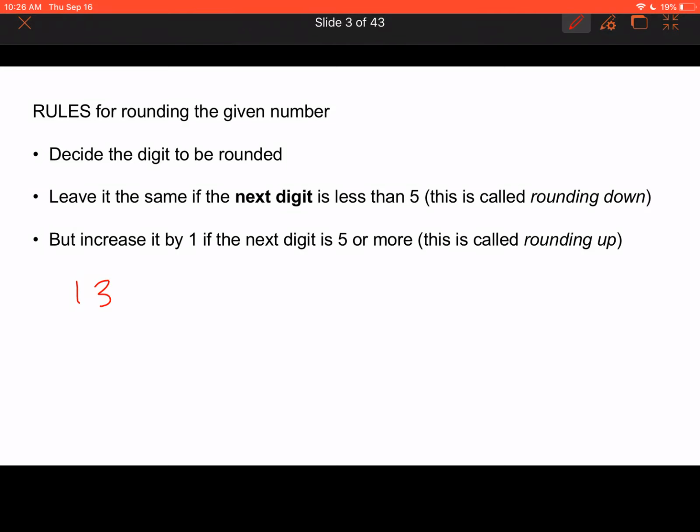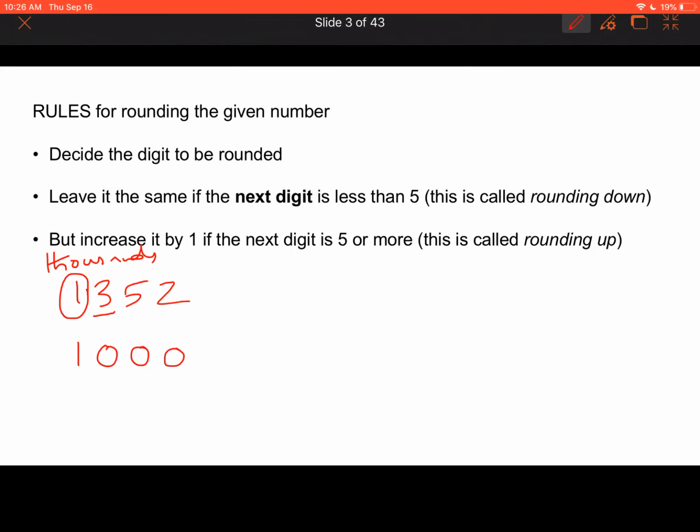So we'll take the number 1352. In this I have decided to round the thousands place. Okay, that is this one. So the second rule says that you have to check with the next digit. If the value of the next digit that you have decided to round up is lesser than 5, then you have to just leave the digit like that. Okay, that is called as rounding down.